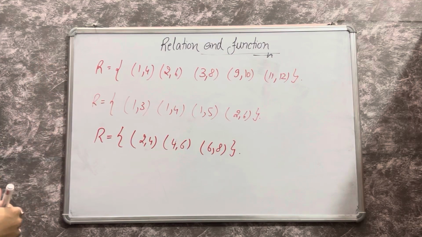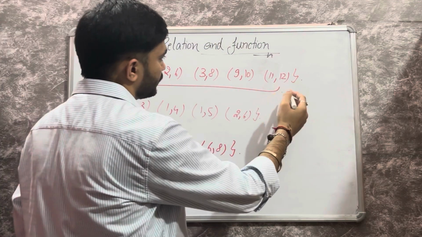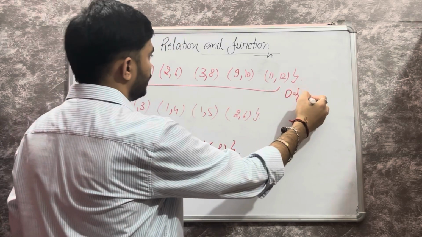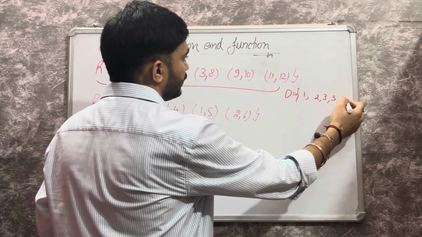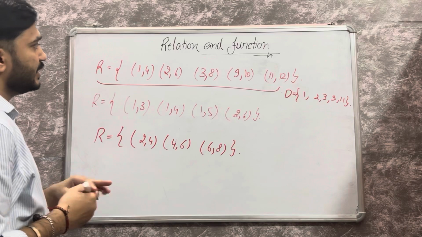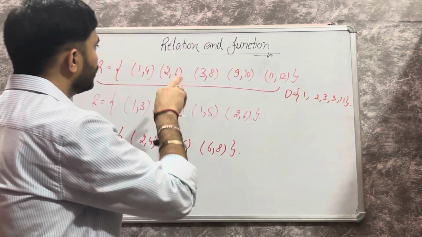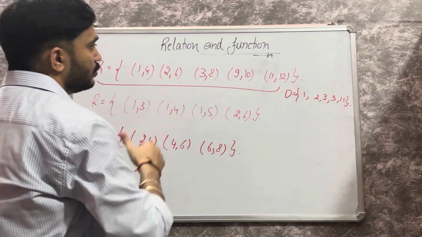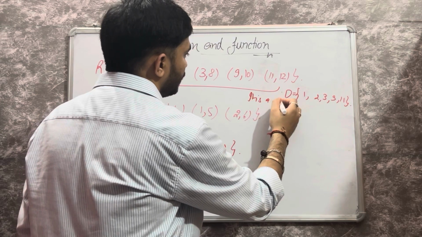you have to do certain things. Firstly, write the domain of it. What is its domain going to be? That is 1, 2, 3, 9 and 11. Now see, is there any element in the domain that has two values in the codomain? No, so it is going to be a function. It is a function.